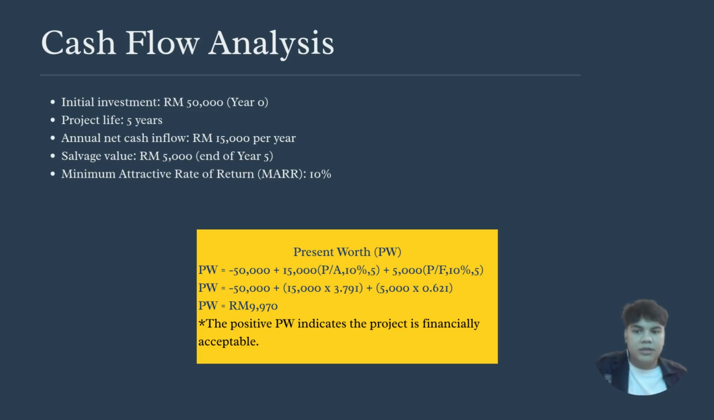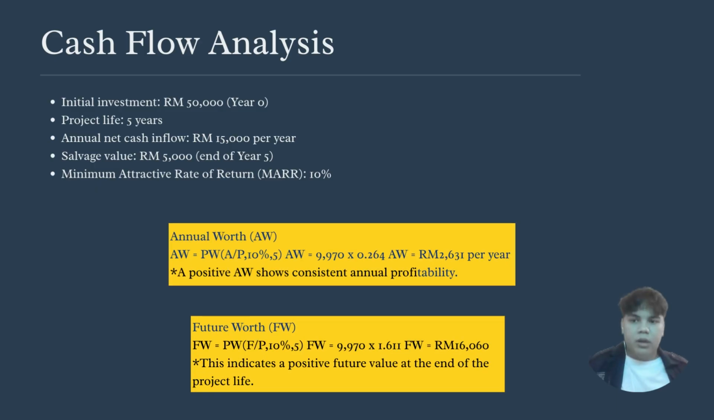is financially acceptable. This slide continues the cash flow analysis using annual worth and future worth. Based on the same cash flow assumption, the annual worth is positive, which indicates the project generates consistent annual profitability over its service life. In addition, the future worth is also positive, showing the project has a positive value at the end of the project life. Overall, this result further supports the financial acceptability of the proposed system.